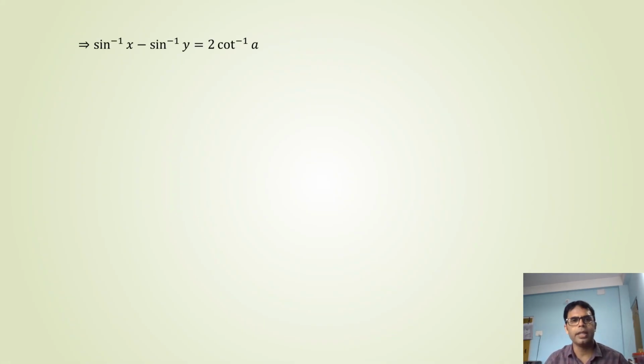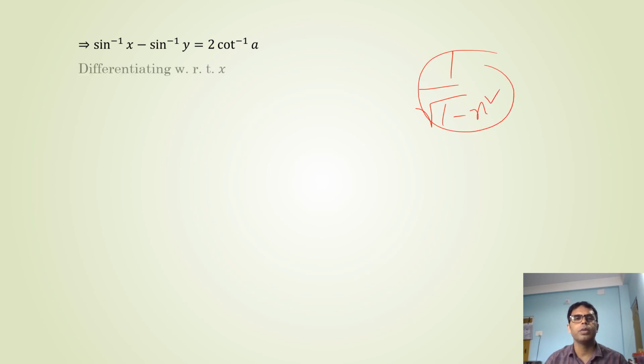This is your next line, just after replacing the value of theta and phi. Now you take the differentiation, it will be easy. Now if you take the differentiation of sin inverse x, the differentiation formula is 1 by root over 1 minus x square. And sin inverse y derivative will be 1 by root over 1 minus y square, and because of y, a dy dx will come. Okay.